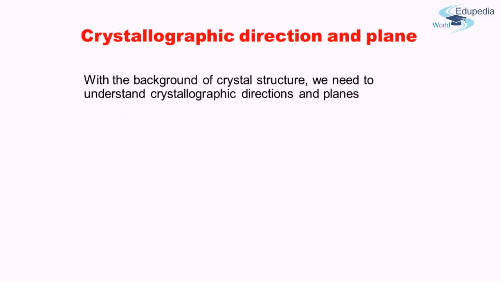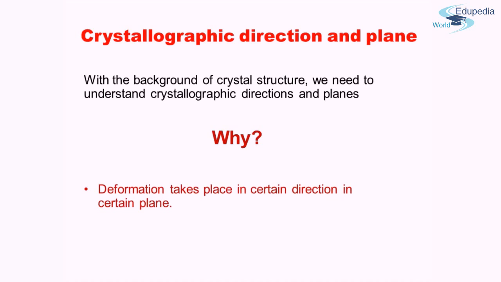So as I said, with the background of crystal structure, now we are ready to understand the crystallographic directions and planes. But why do we need to understand it? The reason is quite simple. Any deformation which takes place in a metal or a ceramic takes place in certain directions and in certain planes. So we need to know which directions and planes are favorable for deformation, and thereby we can identify those planes and directions and follow the phenomena and understand the physics behind it.